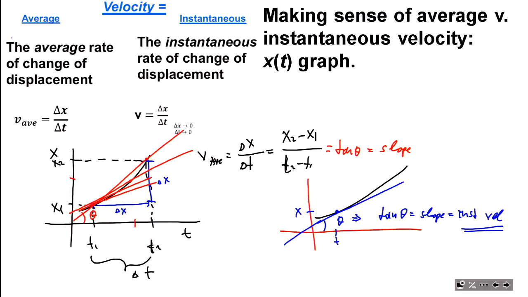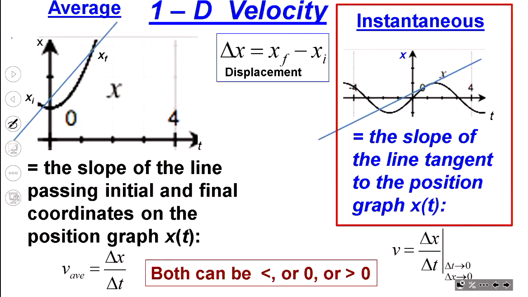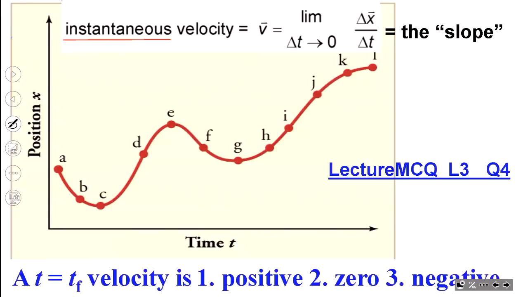Now, of course, we can immediately refresh our knowledge about slopes. A slope can be positive, a slope can be negative, a slope can be 0, like velocity can. Well, this slide just represents the summary of everything I just said. So question, please.